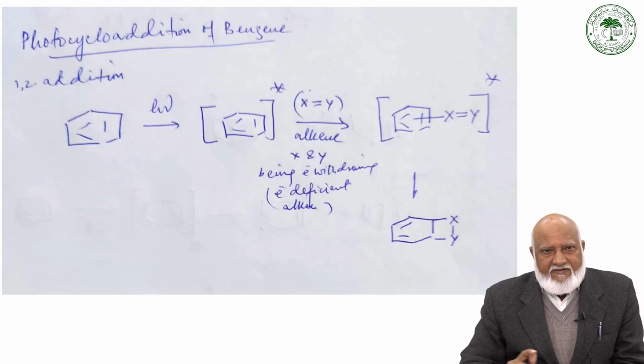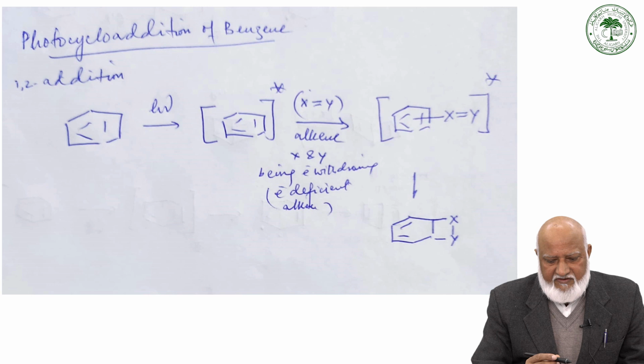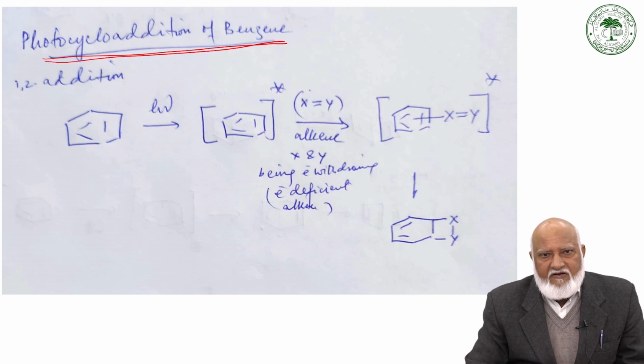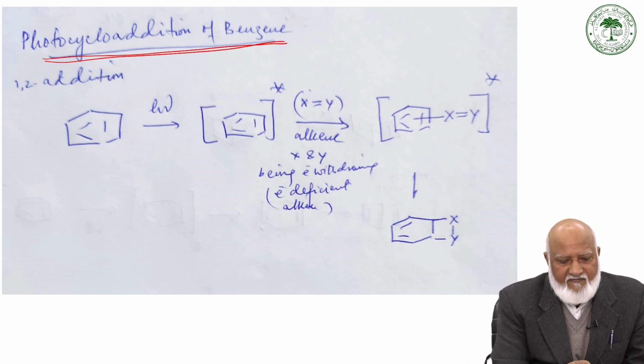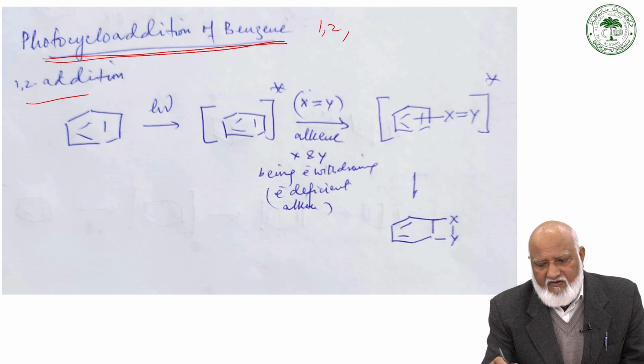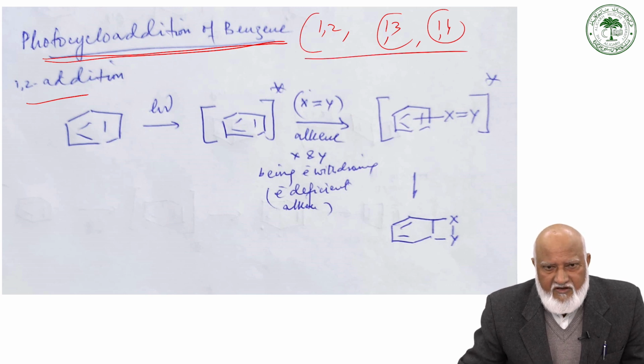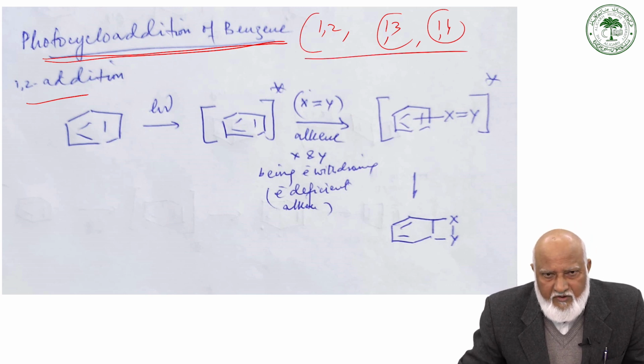Now, the next class of reaction in the case of aromatic compounds is the photoaddition of benzene. Benzene undergoes three different types of reaction: 1,2 addition, 1,3 addition, and 1,4 addition. So we will look at them one by one.